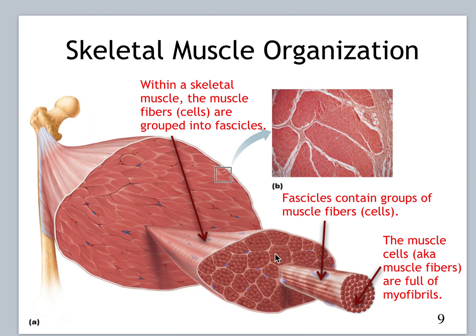Muscle cells are grouped together in a bundle called a fascicle. This is a fascicle here, a group of muscle cells. And the fascicles are arranged within the muscle as a whole. The whole muscle is composed of several fascicles. So you have whole muscle, fascicles, muscle cell or muscle fiber, and then the myofibrils within the cell.